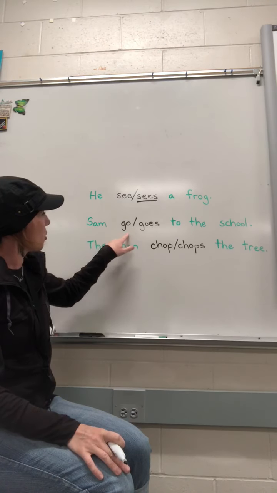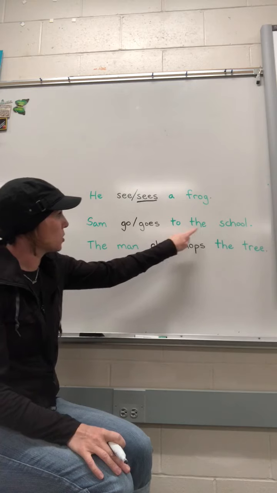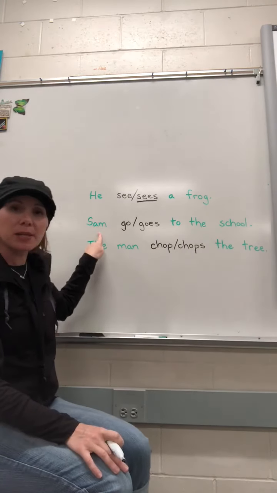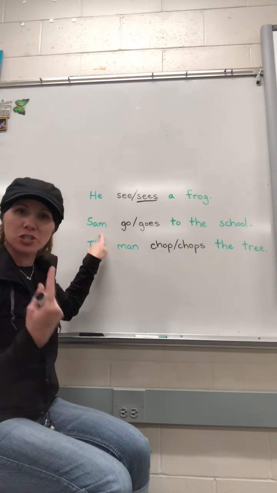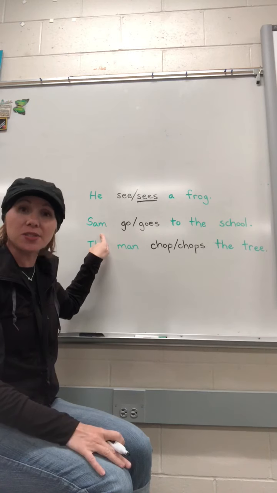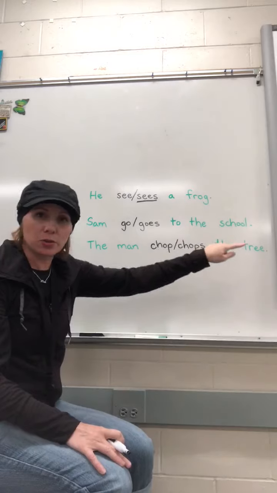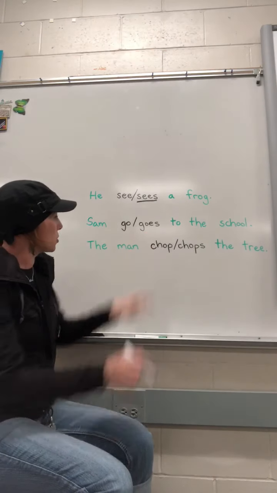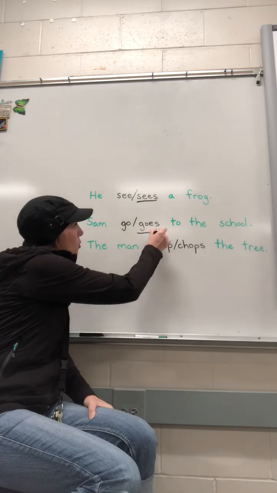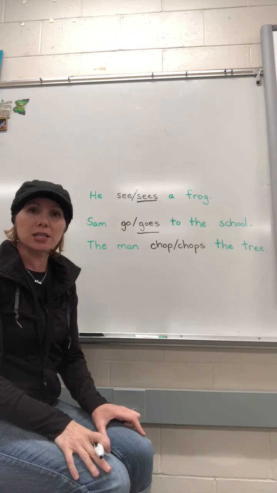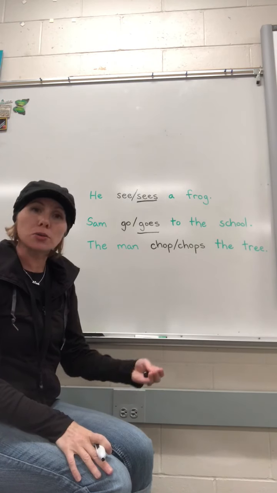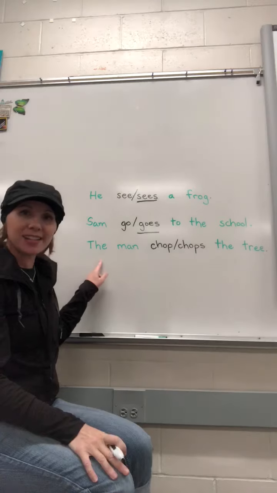Sam goes to the school. So Sam is our noun, and Sam is just one person, so that's a singular noun, so the verb becomes plural. We wouldn't say Sam go to the school, we would say Sam goes to the school. So we changed go, our verb go, that tells us what Sam's doing, becomes goes. All right, let's try the next one.